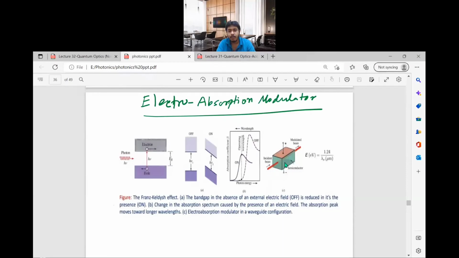So this is the incident beam, and this is the material which has the property. When you apply a voltage, the light will not be transmitted, and when the voltage is off, light will be transmitted. So this way you can modulate the light also. So this is all about the electro-optic modulator.